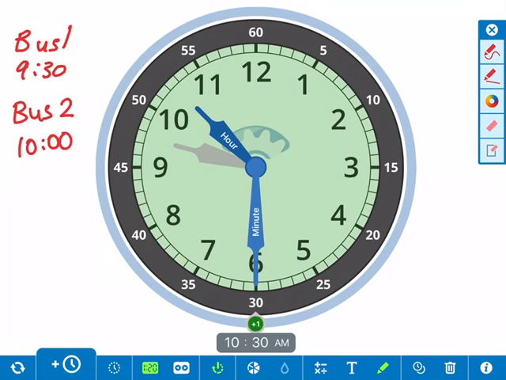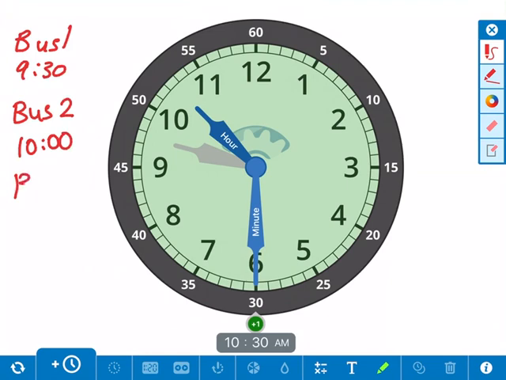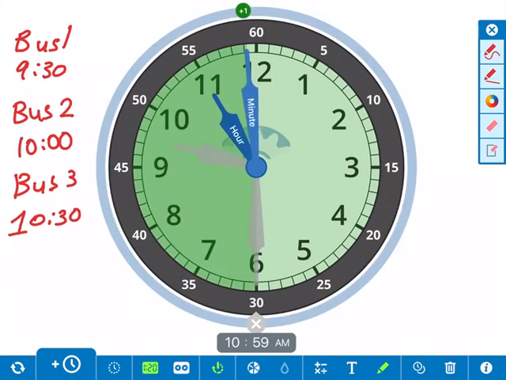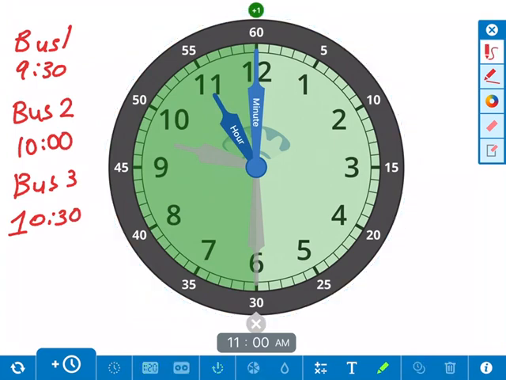What time now? Exactly. So, bus 3 will come 10:30, 10:30. What about bus 4? Also, let's pass half an hour. Can you see? Now the time is 11. So, bus 4 will come 11 a.m.